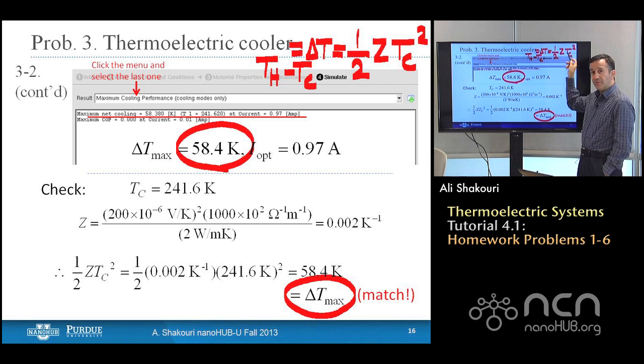You can solve this for T cold only as a function of Z and T hot, and it's valid for every T cold. So this is something that you can use all the time, so you don't need to guess the value of T cold. If you use this directly, you can calculate delta T max without doing it iteratively.